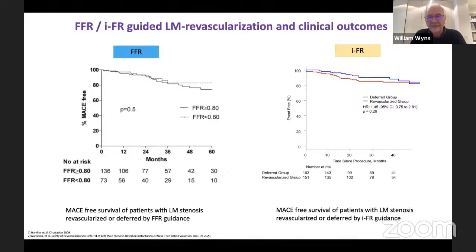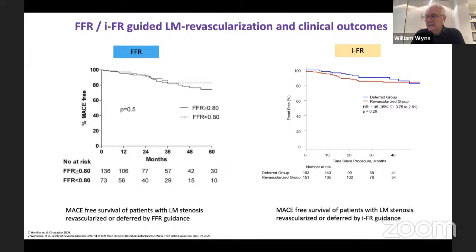The graph on the left is for FFR, the graph on the right is for IFR. You have two curves and you can't dissociate them one from the other. One curve are patients who have been stented because the FFR was abnormal, and the other curves are patients who have been deferred because the left main stenosis showed preserved physiology, and actually there is no impact on MACE-free survival based on the deferral, whether it's based on FFR or IFR. So I think that's important data.